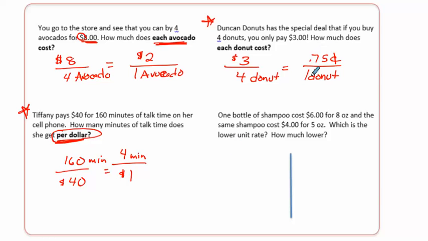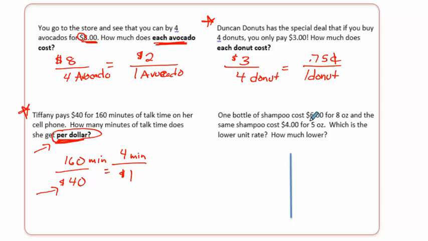Okay, 75 cents for 1 donut. And after I made a big deal about most of the time when you're dealing with money, it's going to go on top, this one actually did not. Do you see how it said per dollar? So that means the dollar needs to be on bottom. Sorry about that, but I still think most of the time when you deal with money, it's going to go on top.